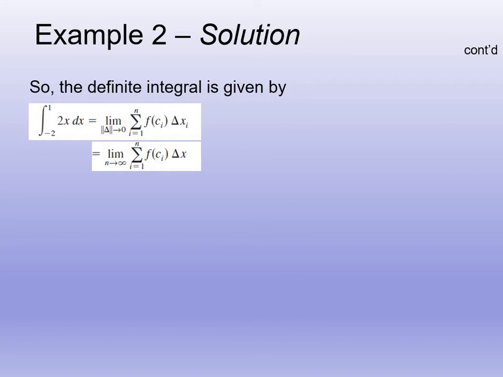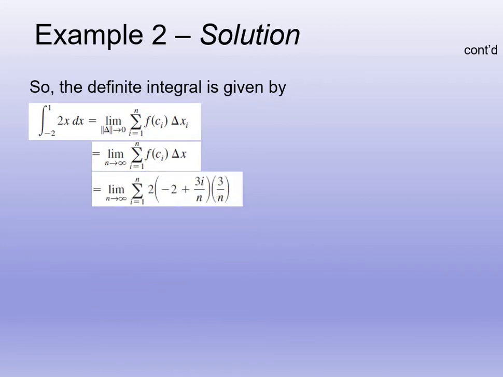Because we know that the limit as the norm goes to 0 is the same thing as the limit as n approaches infinity, we have to revert back to using n because we have i's. We're going to take those i's and use theorem 4.2 and put them all into n's so that we can eliminate the summation signs.